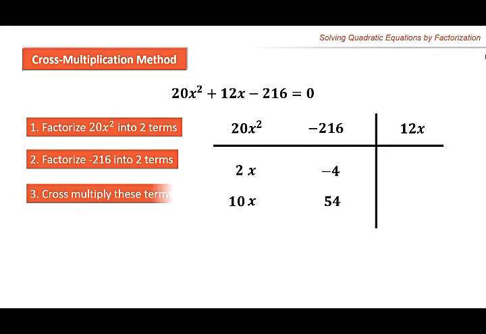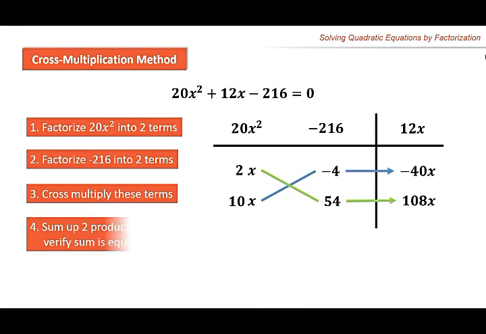In step 3, cross-multiply these terms like this and write out their products in the last column. We end up with negative 40x and 108x. This step is the reason why we call this method the cross multiplication method.